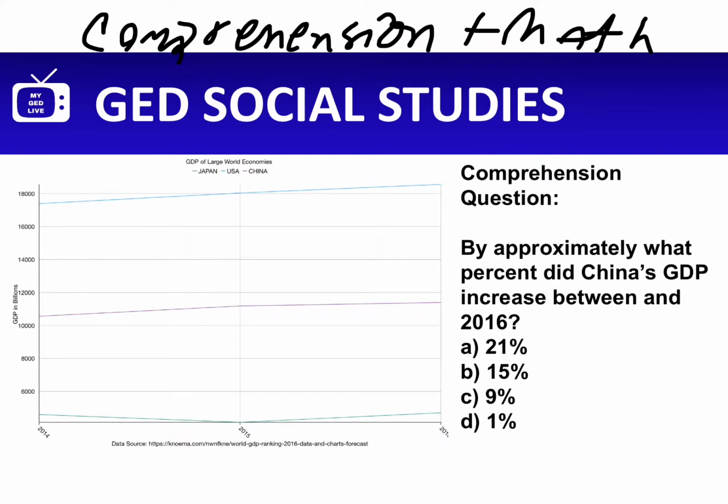And so in this particular question, it says, by approximately what percent did China's GDP increase between, sorry, there's a typo there, it's supposed to say 2014 there. Let me just write that in. Between 2014 and 2016. Okay, so the very first thing you're going to do is identify China. So China's right here, it's the purple. And then 2014, you see, is there, and then 2016 you see is there.